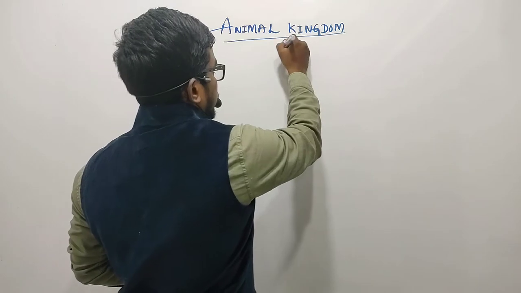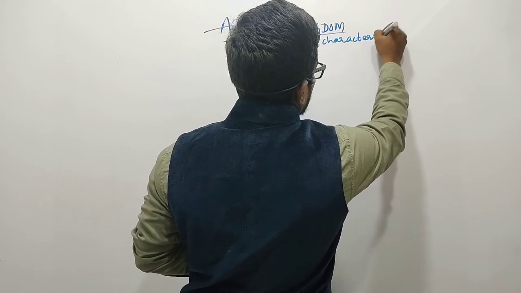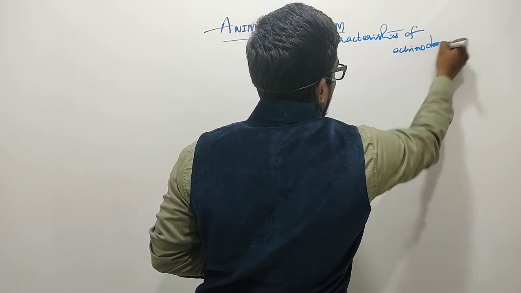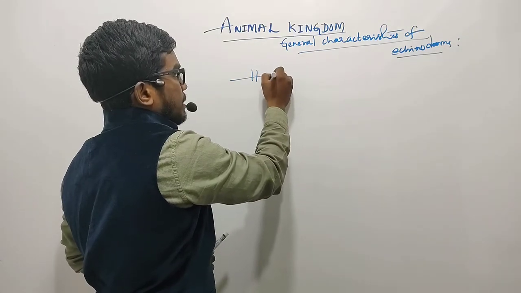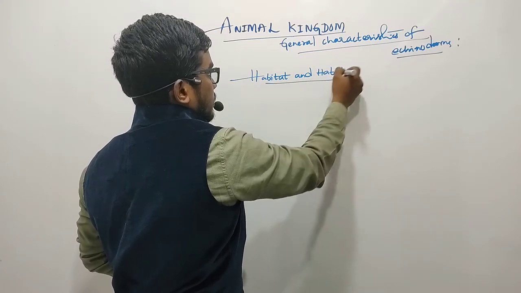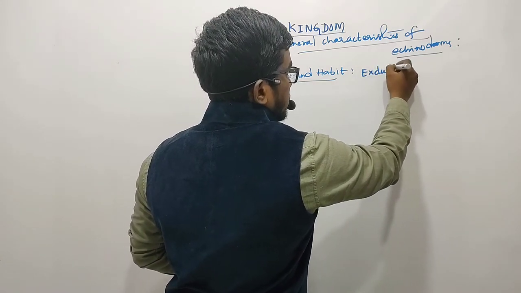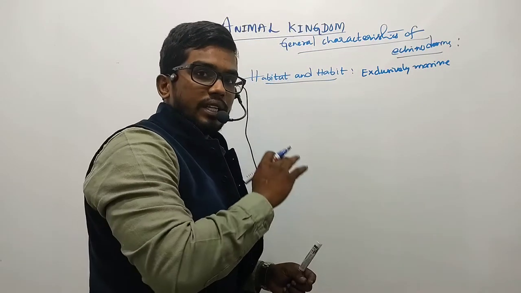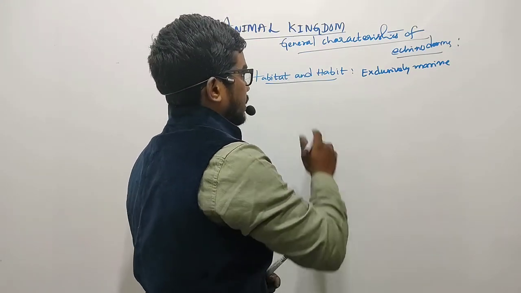Dear students, moving on to the general characteristics of echinoderms. First, let us discuss their habitat and habit. See, habitat, when I speak, they are exclusively marine. That means they can be present only in marine waters. They are not present in any other habitats, and they are also absent in fresh waters.